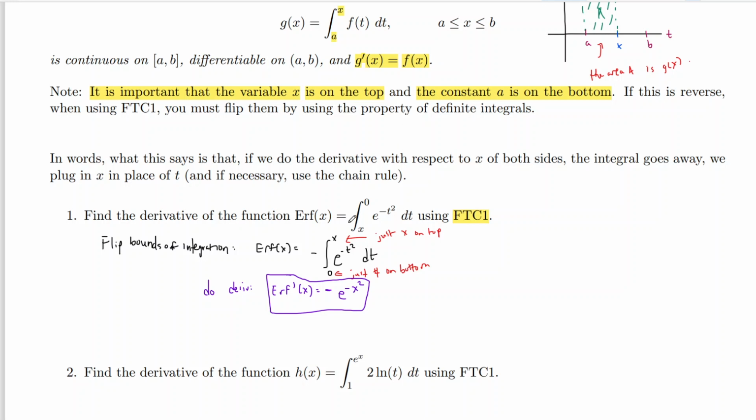Now we could even make these types of problems a little bit easier by giving you the x on the top. So if x was on the top and 0 was on the bottom, you wouldn't have had to do this flipping. So there wouldn't be a negative sign here. It would just be e to the negative x squared.